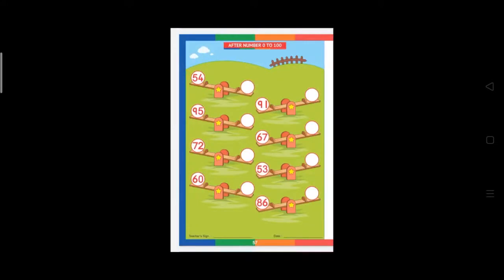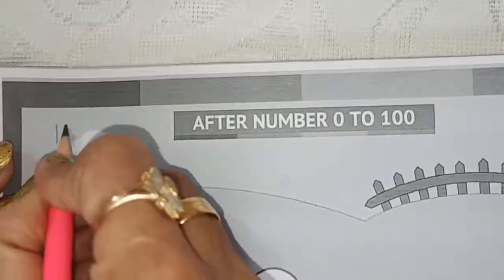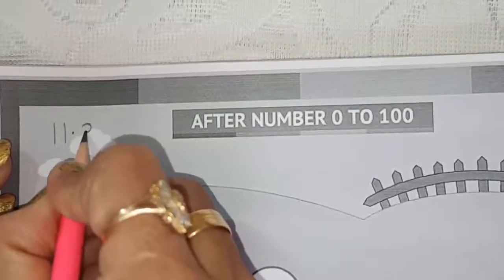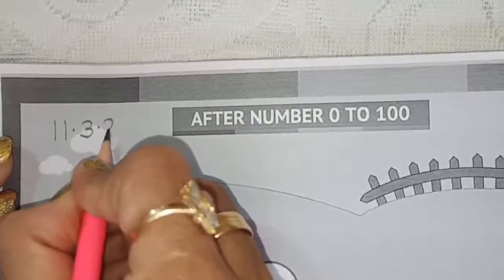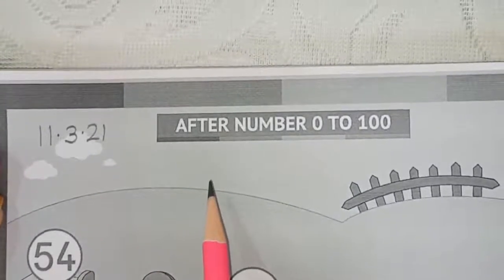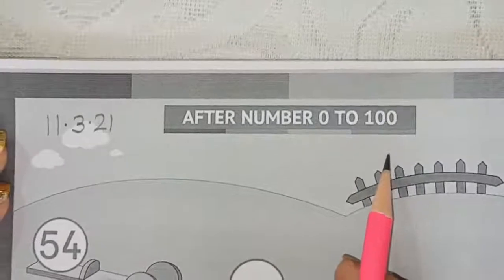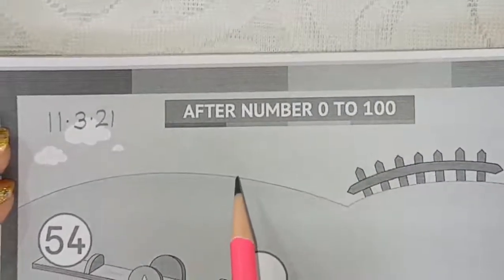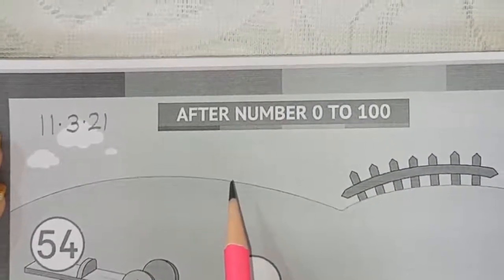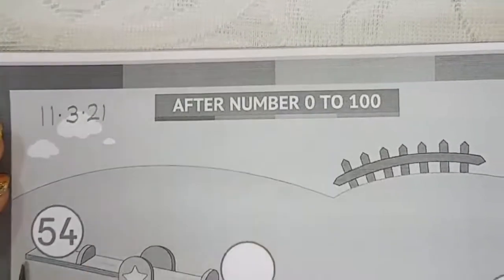Children, please open page number 57 of your maths classwork book. Let's write the date. Today's date is 11.3.21. In this page, we have to do after number 0 to 100. As you all know, after number is a number which comes after the given number.